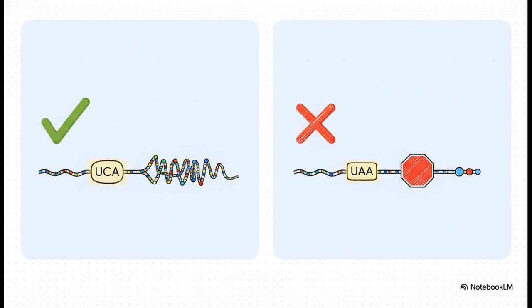But look what happens with just a single letter change. One tiny typo turns UCA into UAA. And what did we just learn UAA is? It's a premature stop sign. So instead of building a complete working protein, the cell just stops halfway through, and you're left with a shortened, completely useless protein fragment. This kind of typo is called a nonsense mutation.